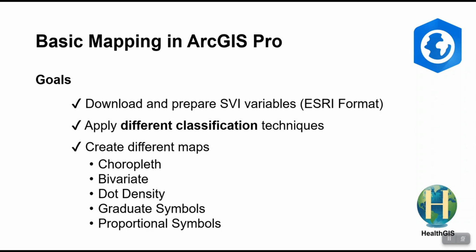SVI is a powerful data set that helps you identify communities that may need extra support during or after emergencies. In this tutorial, I'll walk you through obtaining, preparing, and visualizing SVI data using ArcGIS Pro. We will learn how to create a choropleth map, bivariate map, dot density map, proportional maps, and so on.